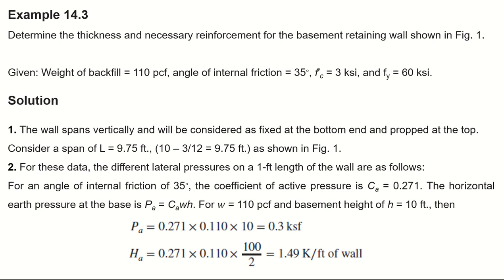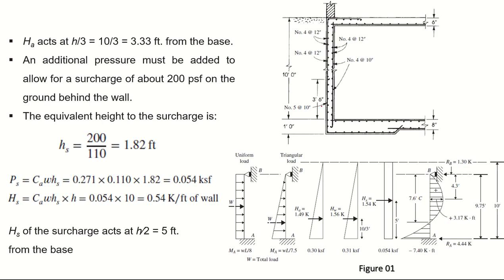Now we are going to solve an example on this basement wall. It says: determine the thickness and necessary reinforcement for the basement retaining wall shown in figure 1. Figure 1 is on the next slide. This is figure 1. You can see that there is a basement slab which is 1 foot in thickness, and there is a first floor slab which is 3 inches in thickness.